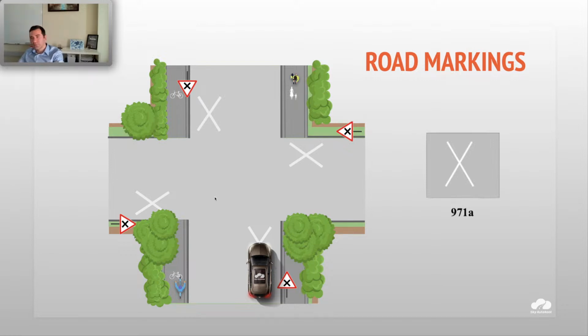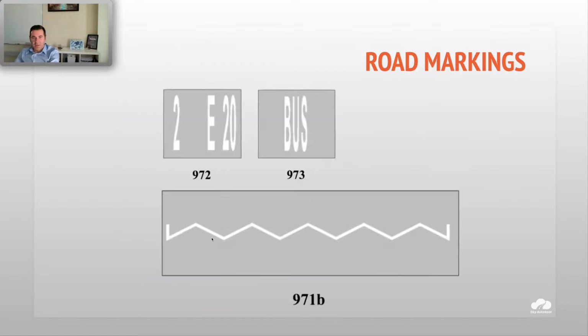Or you have this triangle as well, saying the same. Yeah, that's the same. So in some places you can see only the sign, or you can see only the road marking, or you can see both, like in that picture. But the meaning is the same. It's a right-hand rule.